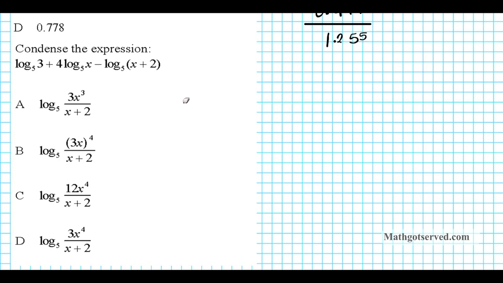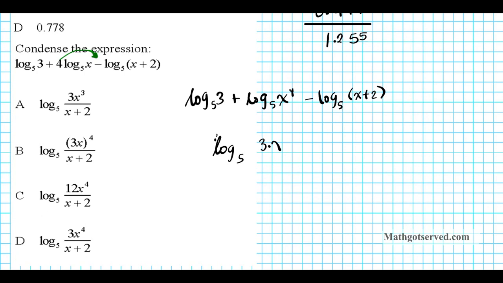We have log base 5 of 3 plus. Now this 4 in front, we can use the power property to power that 4 up, and express that term as log base 5 of x to the 4th power minus log base 5 of x plus 2. Now let's go ahead and condense this expression. We're going to have in the numerator log base 5 of 3 times x to the 4th, divided by the denominator x plus 2.